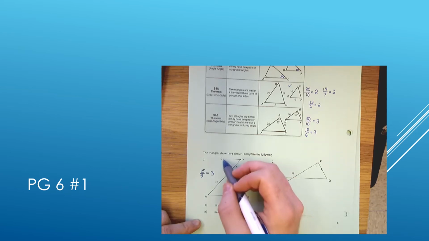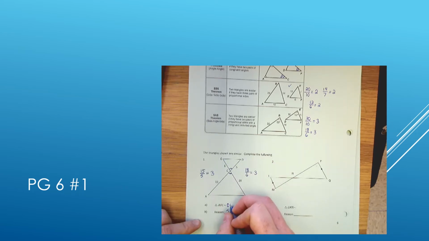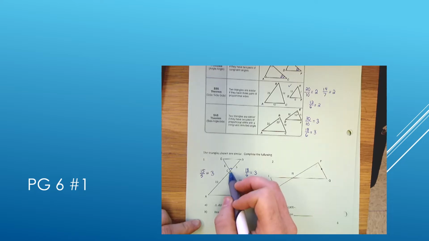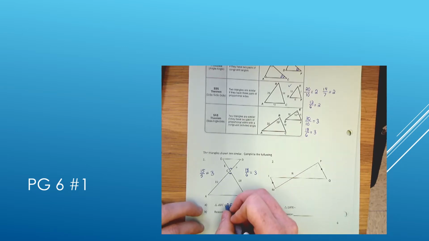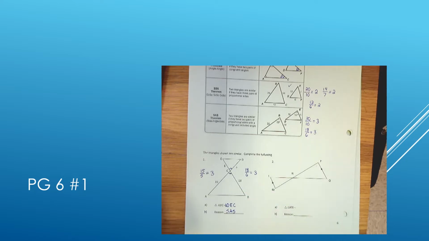B goes with E. And they both use the point C, so that will be the last one. So we have to make sure that we do it in order. And something that I just noticed I forgot was I should have made sure to draw a triangle right next to it. So that is how we do number 1.